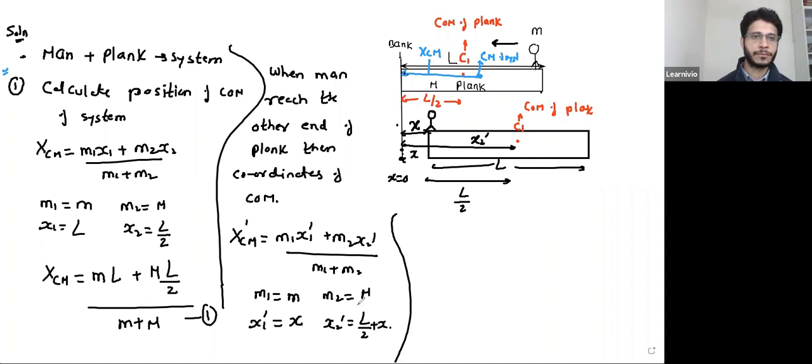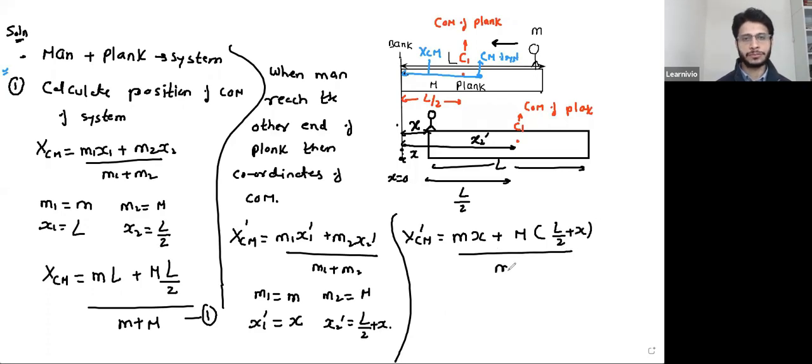Yes, sir. So if I substitute all these values here, then the x coordinate of center of mass, m1 is m, x1 is x, m2 is capital M, x2 is L by 2 plus x, over m plus M. That's the second step for this problem.